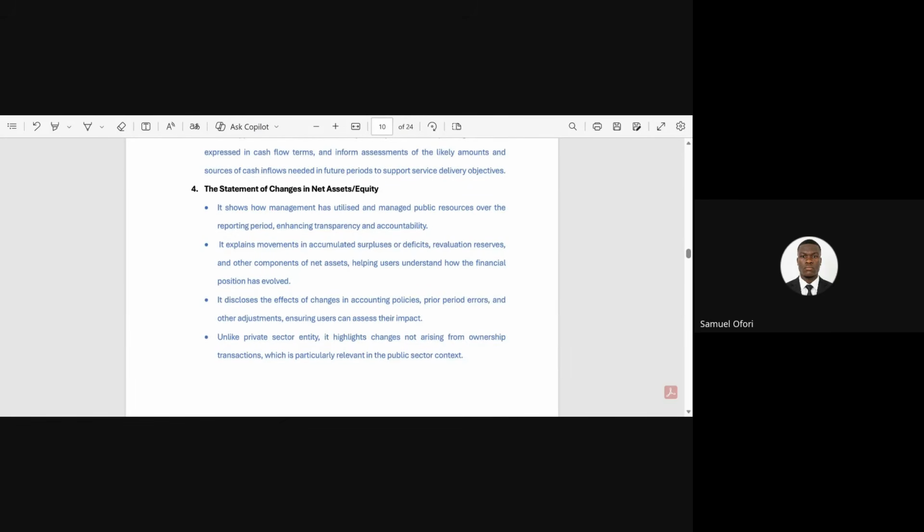And also the statement of changes in net asset or equity. Okay, so it shows how management has utilized and managed public resources over the reporting period, enhancing transparency and accountability. All right. And it explains movement in accumulated surplus, revaluation reserve, and those types. So you see in the changes in equity component, you will see how our changes in revaluation reserve and accumulated surpluses will be. That's where we are going to see them.